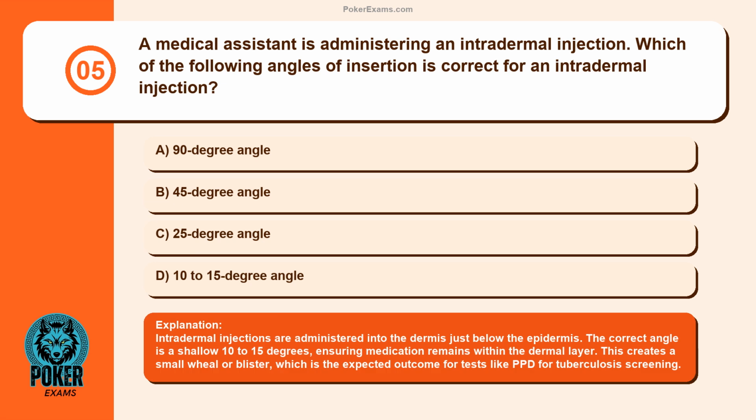Intradermal injections are administered into the dermis just below the epidermis. The correct angle is a shallow 10 to 15 degrees, ensuring medication remains within the dermal layer. This creates a small wheal or blister, which is the expected outcome for tests like PPD for tuberculosis screening.